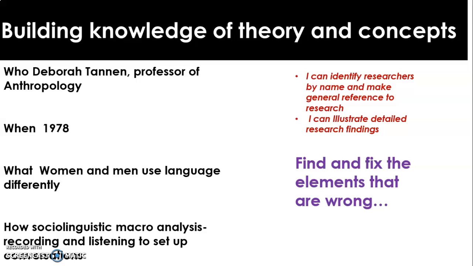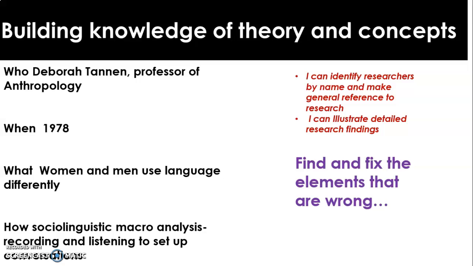So on our mark scheme, it says that you can identify researchers by name and make general reference to the research, but then the higher part of the mark scheme says that you can illustrate detailed research findings. So we're going to look to secure those two areas of the mark scheme today. But we're going to start by thinking about how this student has made a mistake.